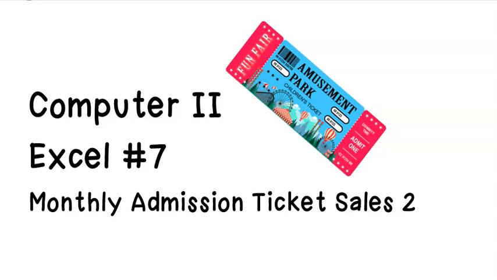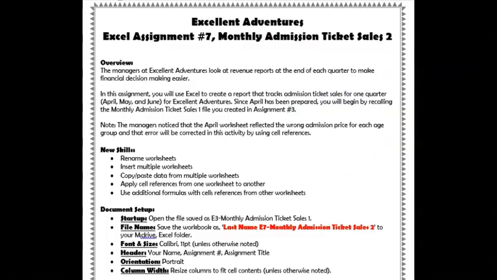So here we go. Before we start, I want to go over a little bit about what our assignment is about today. Our overview is the managers at Excellent Adventures look at revenue reports at the end of each quarter to make financial decisions. In this assignment, you'll use Excel to create a report that tracks admission ticket sales for one quarter, April, May, and June, for Excellent Adventures.